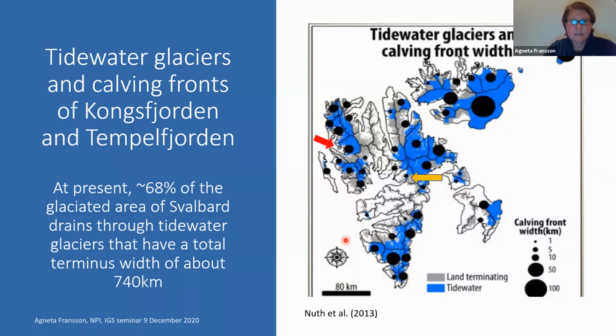At present, about 68% of the glaciated area of Svalbard drains through tidewater glaciers that have a total terminus width of about 740 kilometers. And on this map, the blue fields are tidewater glaciers. The red arrow is Kongsfjorden. So we have a large area of tidewater glaciers here, and also a calving front of about 30-40 kilometers width. And the yellow arrow is Tempelfjorden. You have a little bit less of tidewater glaciers, and also a smaller calving front width.